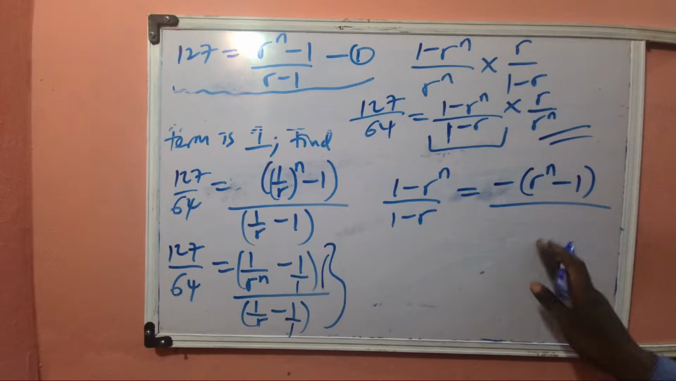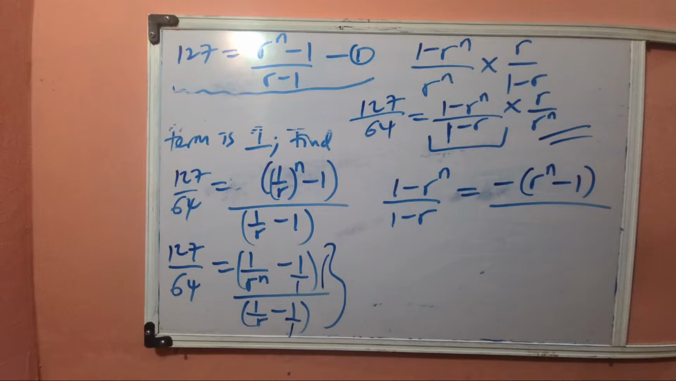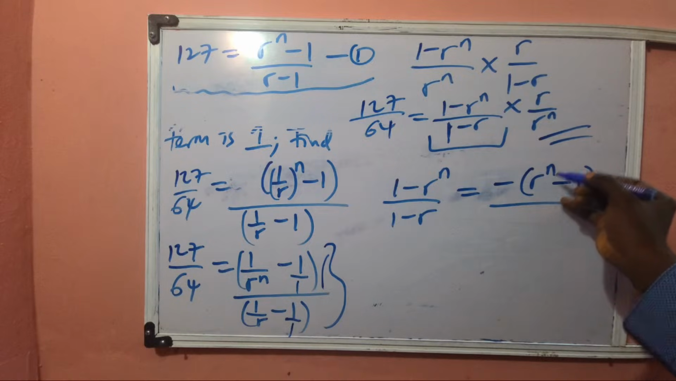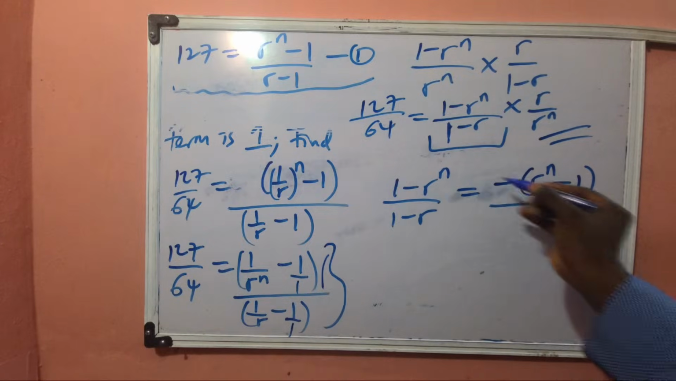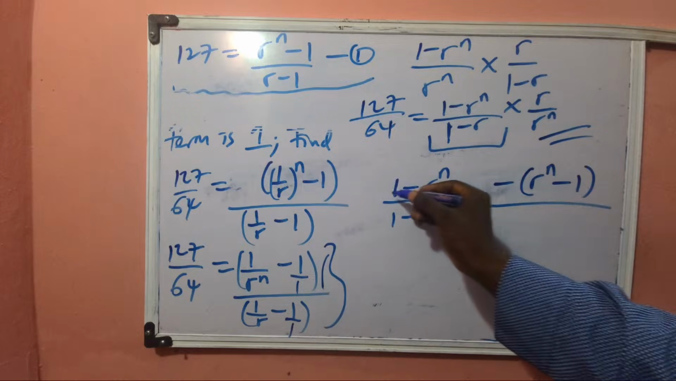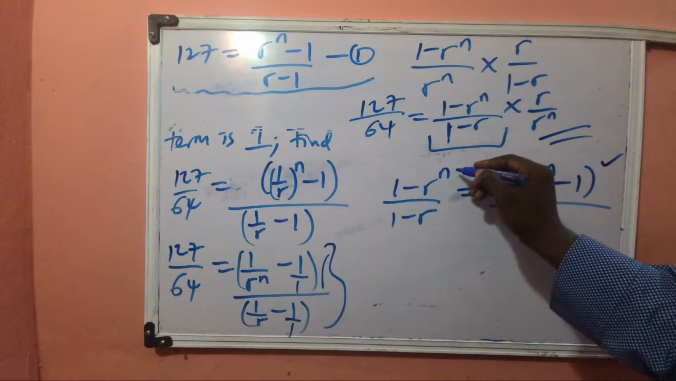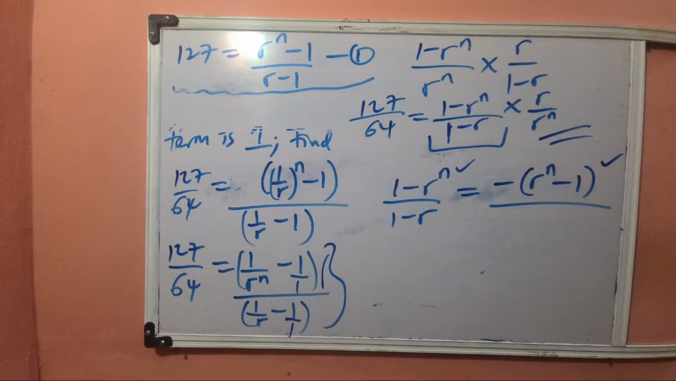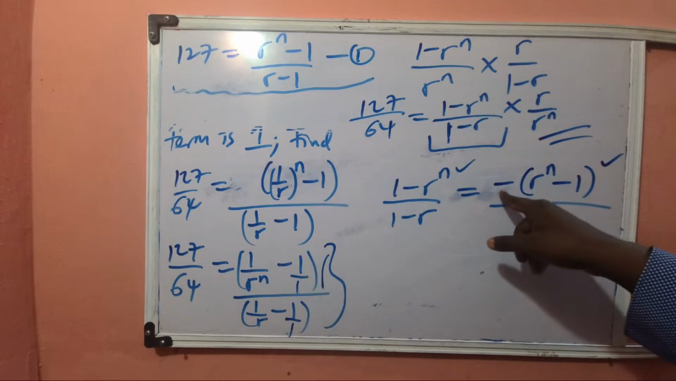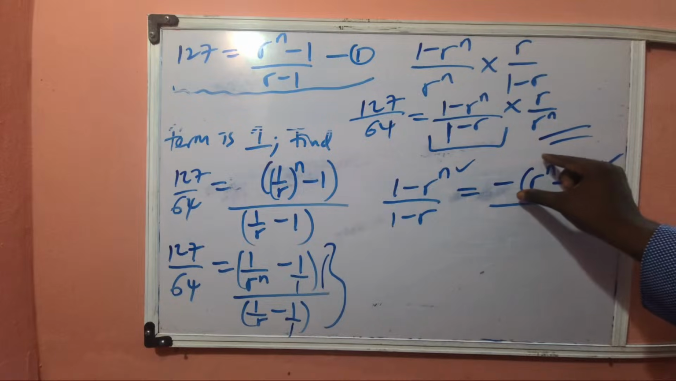Somebody says, what am I doing? I will explain to you what I'm doing. Try it and see if I'm wrong. Minus times r raised to power n is minus r raised to power n. Minus times minus 1 is plus 1. What I have here and what I have here is still the same thing. I'm just changing the form. That's all I'm doing. So I'm separating, I'm bringing out minus, and then I'm having this.